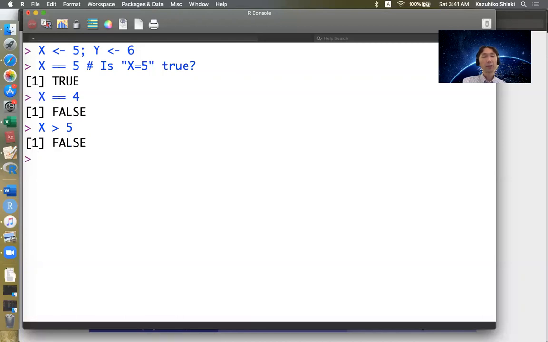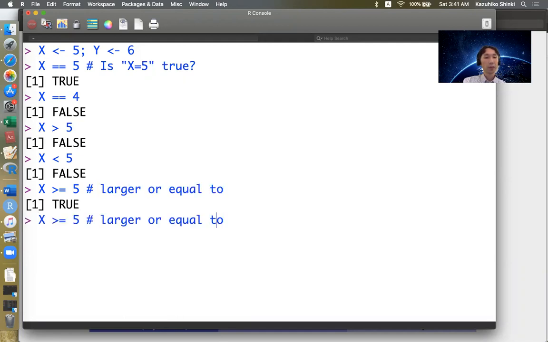X is larger than 5 is false, so it returns false. X is smaller than 5, it returns false. X is larger than or equal to 5, this should be true. So true. X is smaller than or equal to 5, then true. And true and false. So these are logical values.